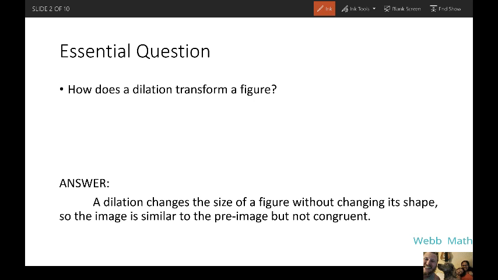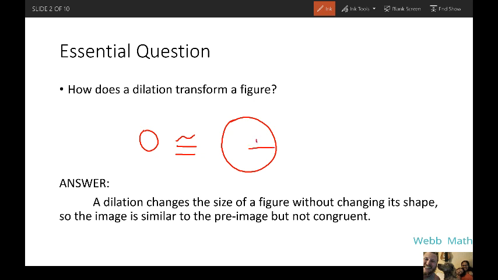So in simplest of terms, you have a circle, all right, pretend that's a circle. We go ahead and dilate it. And then out comes a bigger circle. They're still circles. Both of them are still circles, okay? But in terms of congruency, their distances are not the same.